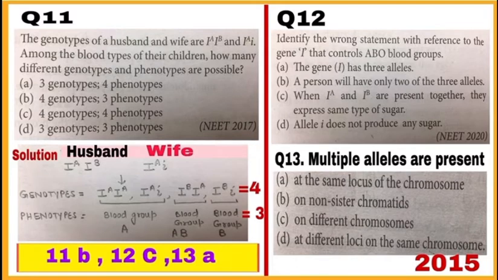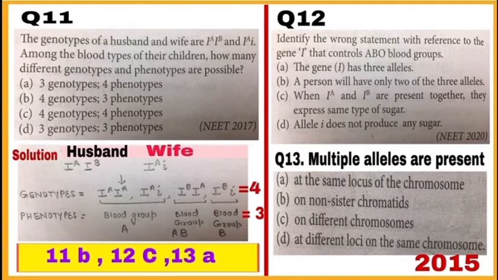Now check the phenotypes. For IA IA and IA small i, the blood group of both children will be A. For genotype IB IA, the blood group will be AB, and for genotype IB small i, the blood group will be B. So the total phenotypes are 3: blood group A, AB and B. So among the blood types of their children, 4 genotypes and 3 phenotypes are possible. So the correct answer is B.